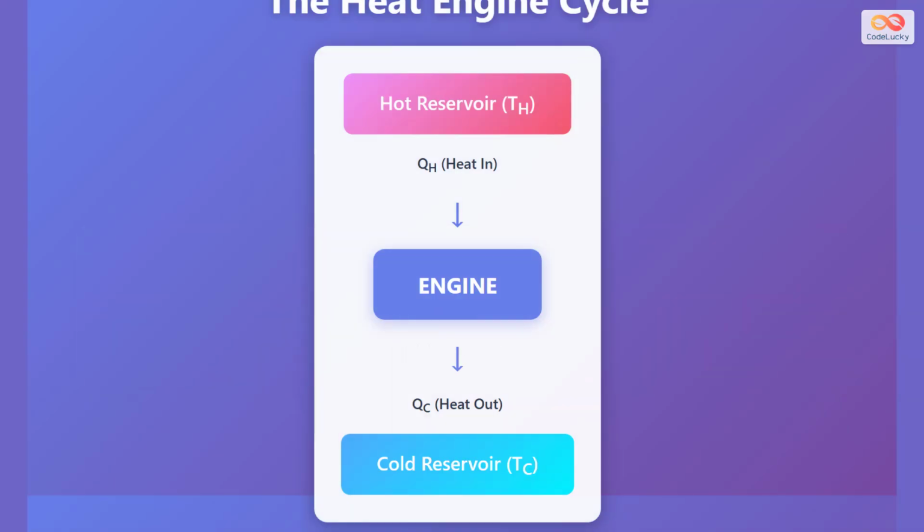Let's understand how energy flows through a heat engine. Heat, denoted as Q sub H, is absorbed from the hot reservoir at temperature T sub H. This heat enters the engine where a portion is converted into useful work. The remaining heat, Q sub C, is then expelled to the cold reservoir at the lower temperature T sub C. This continuous flow of energy from hot to cold, with work extraction in between, is the fundamental cycle of every heat engine.